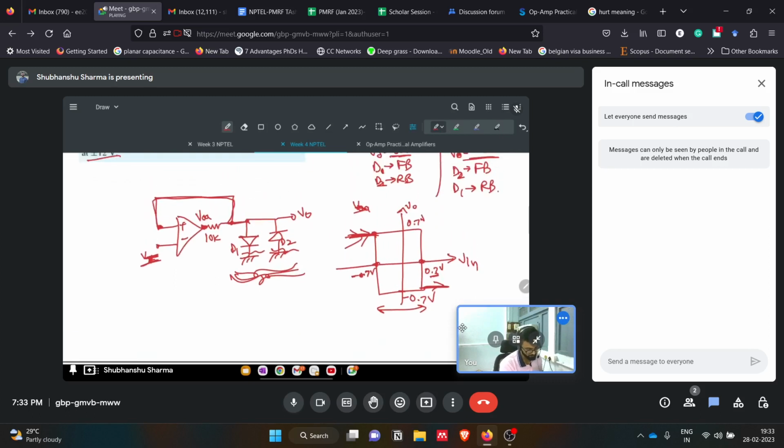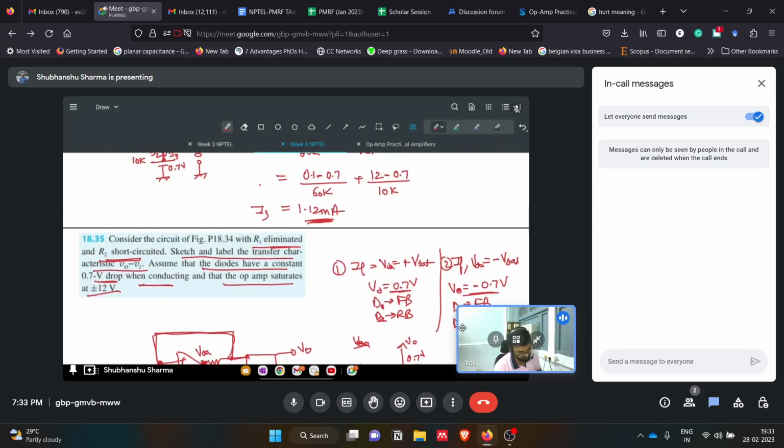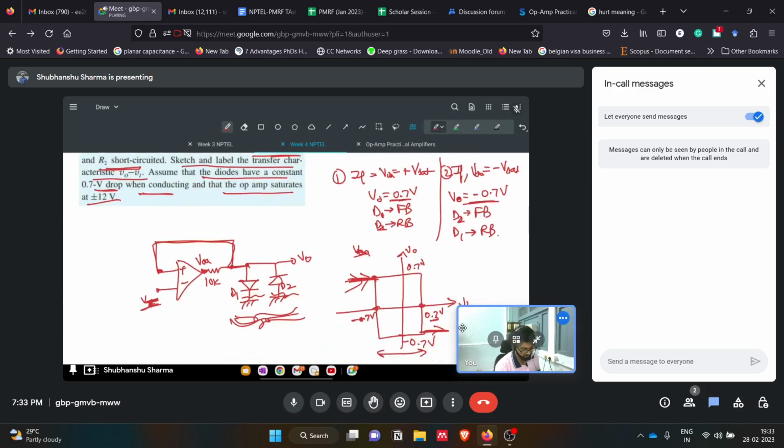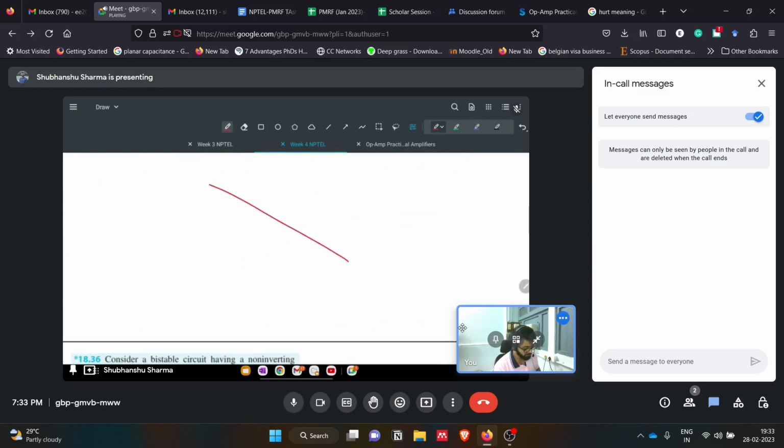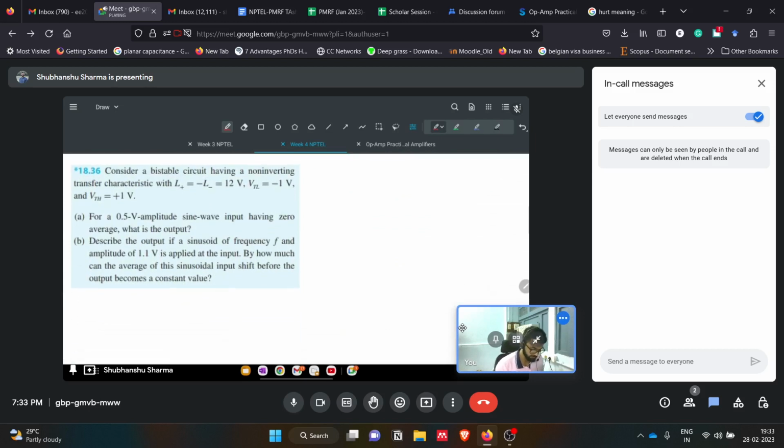Okay, so this was the extension of the previous question 5. Fine. Then we will move towards the next question. Here it is saying again, consider a bistable circuit with non-inverting transfer characteristics, and they have given the op amp saturation voltages and threshold limits also. Now they have given a 0.45 volt amplitude sine wave input having zero average. So what is the output?